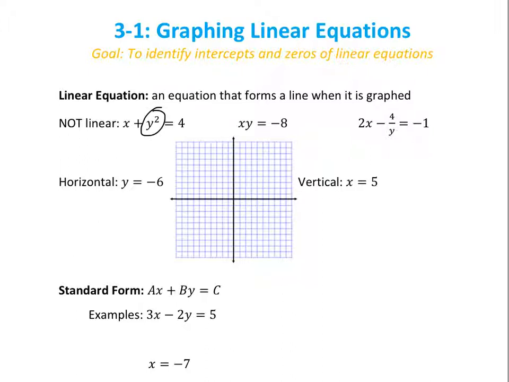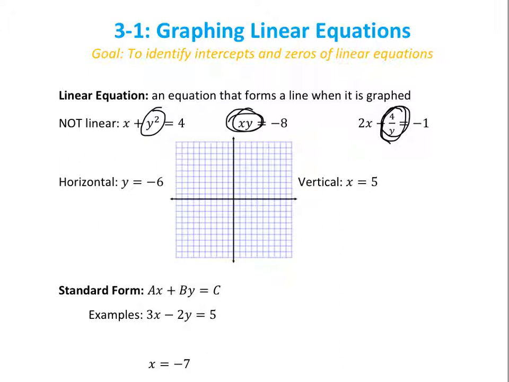So if there's either an x squared or a y squared or an x cubed, y cubed, anything like that, it's not going to be linear. Also, if you multiply your variables together, so x times y there, it's not going to be linear. And the third case is when you have a variable in the denominator of a fraction. So that 4 over y, same thing if it was an x, it's not going to be linear.